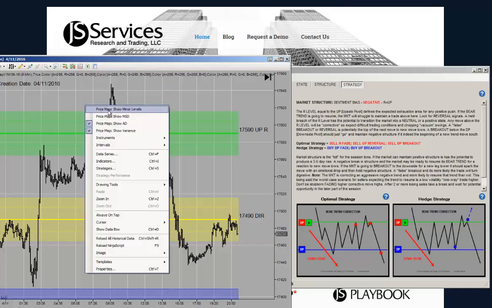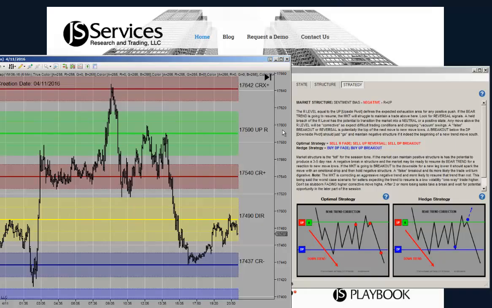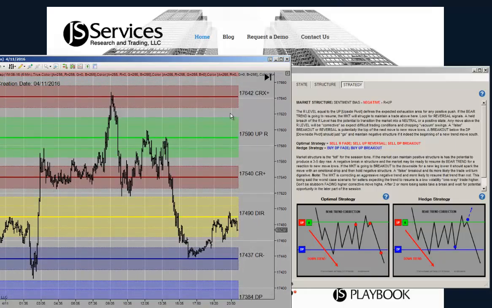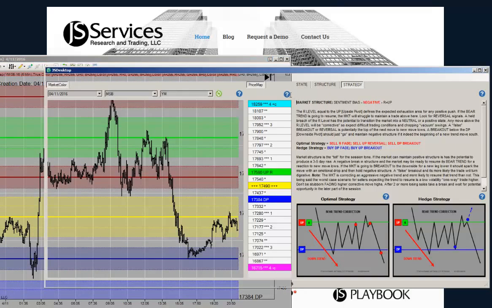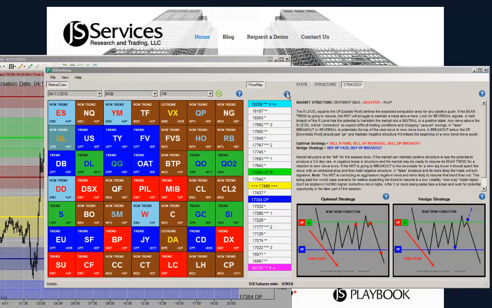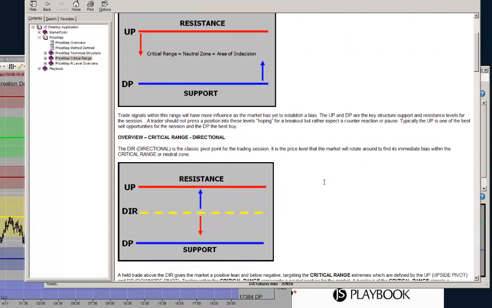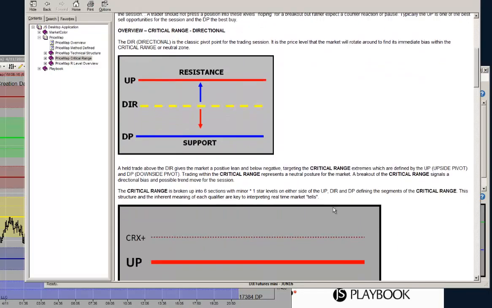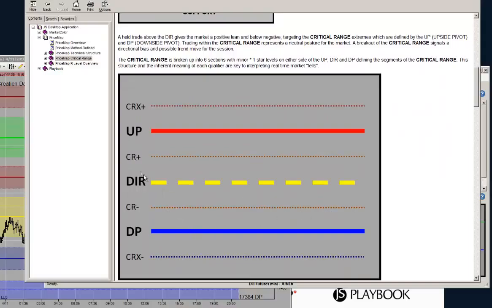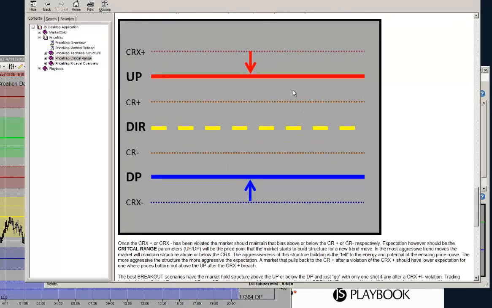I'm going to throw the minor levels on here because this happens a lot, where the market will surge into the CRX Plus, and the CRX Plus is a big level for us for the critical range. The critical range is defined by the upside pivot and the downside pivot. We have the directional in the middle, and then we have our 4 other key critical range qualifiers: critical range extreme positive and negative, and then our interior critical range positive and critical range negative. And this extreme can act as the squeeze high of a false upside pivot breakout. And so that's something to look for.